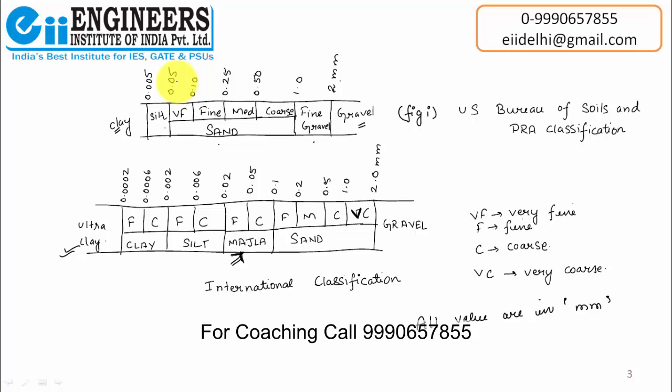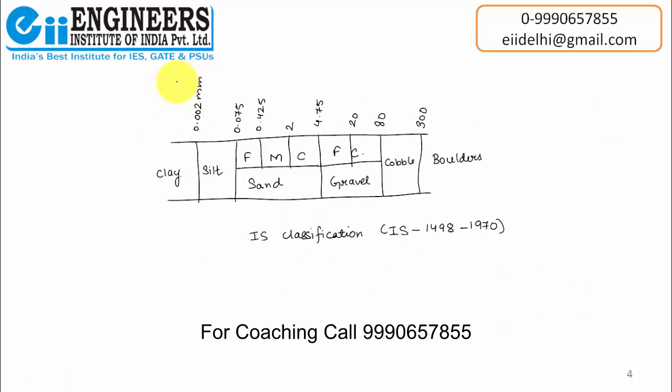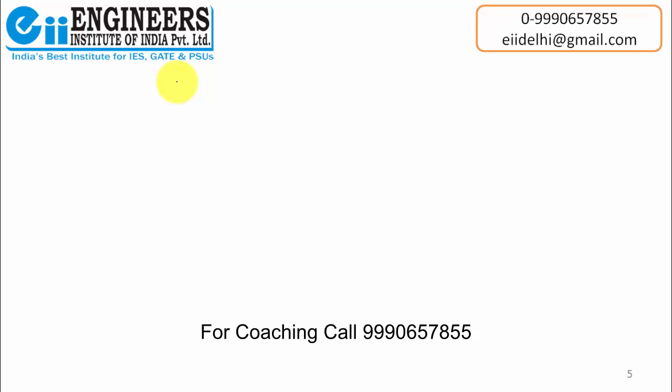The classification that we use in India is the IS classification. If the particle size is less than 2 microns or 0.002 mm, it is clay. If its size varies from 0.002 to 0.075 mm, it is silt. If its size varies from 0.075 to 4.75 mm, it is sand. If it is greater than 4.75 mm up to 80 mm, it is gravel. If the size of a grain is more than 80 mm, it is cobbles, and more than 300 mm are known as boulders.